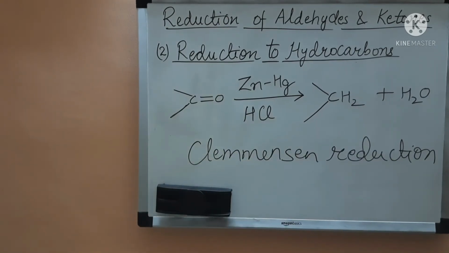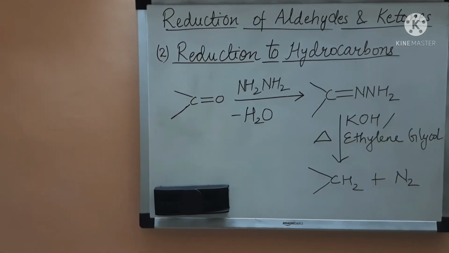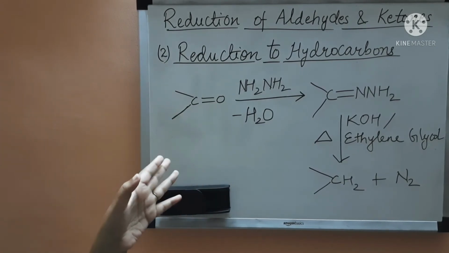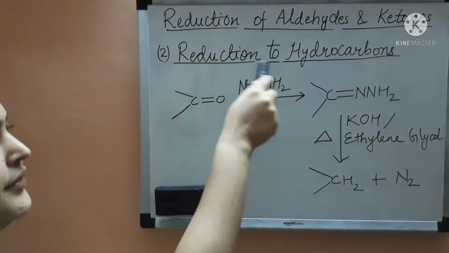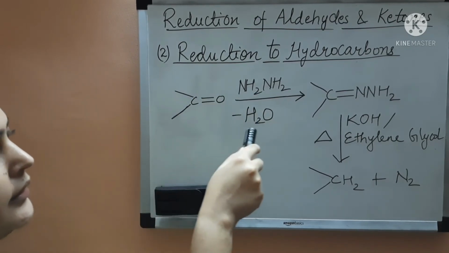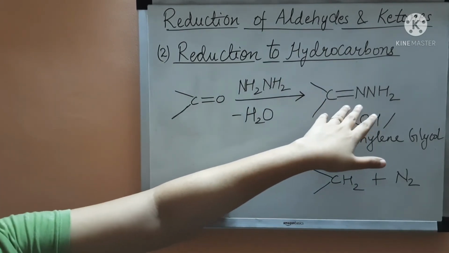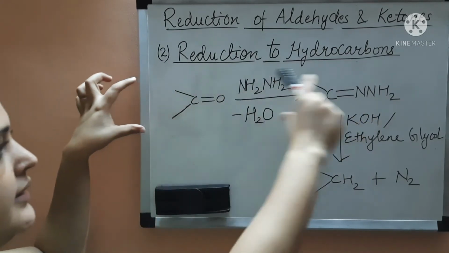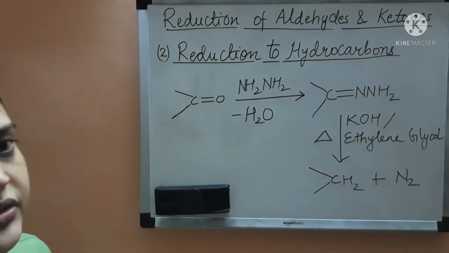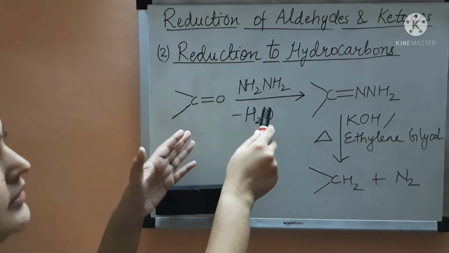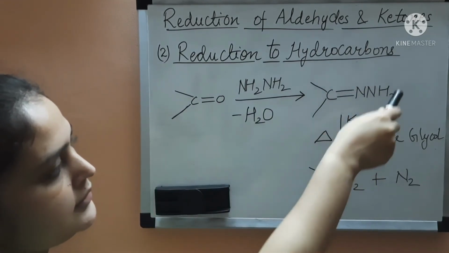Next, there can be one more way to produce a hydrocarbon, and that is also a name reaction. So let us see. Here we are adding hydrazine to the aldehyde or ketone, and this product will be formed. So this is hydrazone. Up to this reaction we have already studied in the previous lecture, that this is an example of a nucleophilic addition reaction. So when we add hydrazine, we will get the hydrazone as your product.